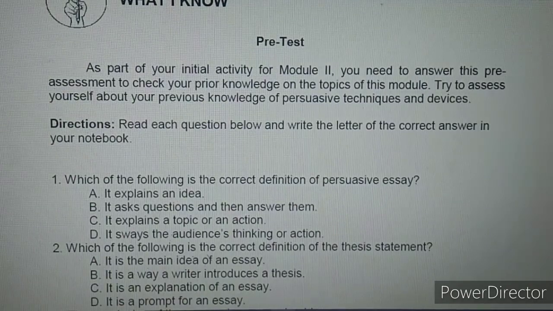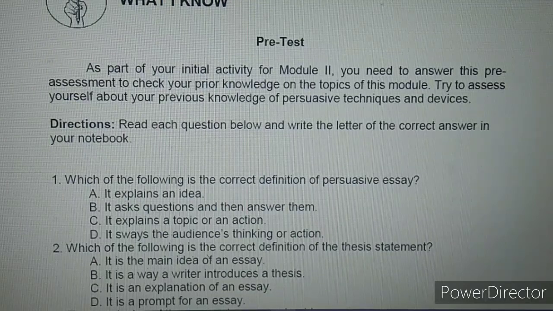Now let us go directly to the pre-tests. As part of your initial activity for Module 2, you need to answer this pre-assessment to check your prior knowledge on the topics of this module. Try to assess yourself about your previous knowledge of persuasive techniques and devices. Here are the directions. Read the questions below and write the letter of the correct answer in your answer sheet.